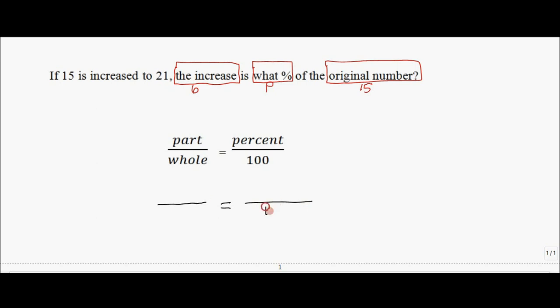So let's fill in the blanks here. Percent is what we're looking for. I'm going to call it P. We're taking a percentage of 15, so the whole is 15, and that leaves 6, which has to be the part. You can usually find the part either right before or right after the word "is." It's one of those rules of thumb. Can't count on it 100% of the time, but very often you can. So the part is 6, the whole is 15, and the percent is what we're looking for.